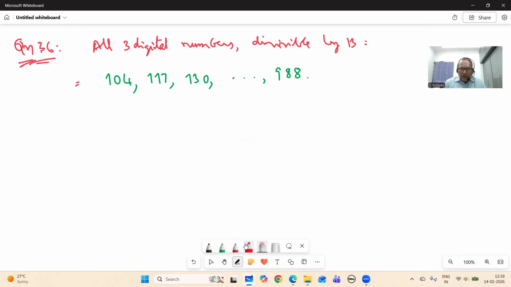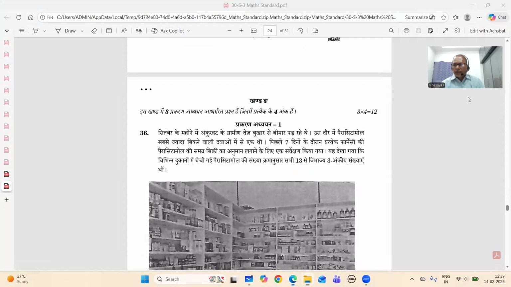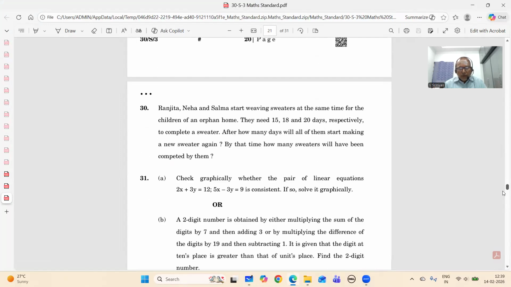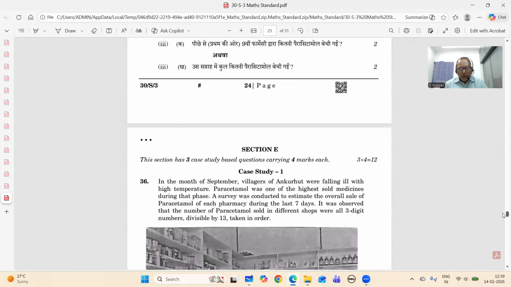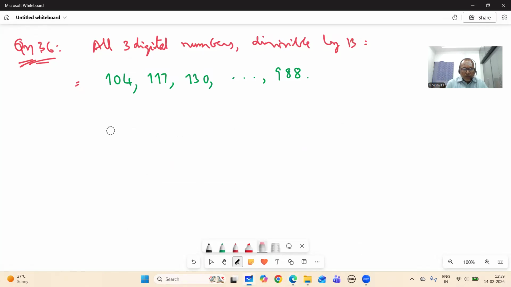So let's look at the questions asked corresponding to this information. Based on this information, what is question number 1? How many paracetamols were sold by the 7th pharmacy? So we want T7.